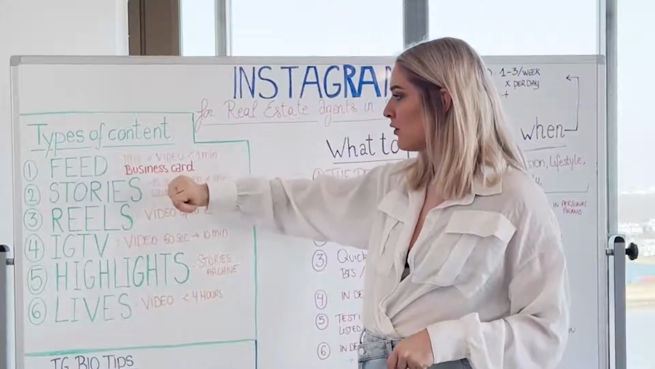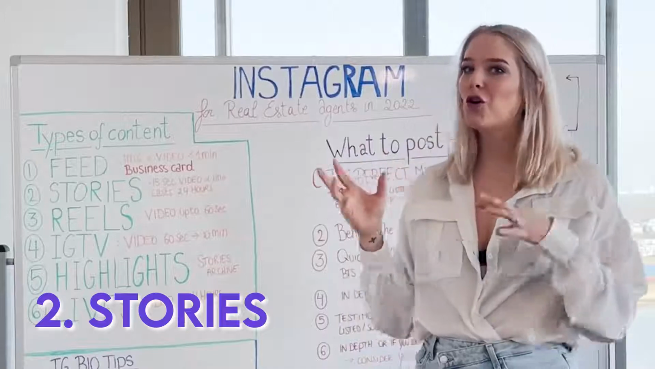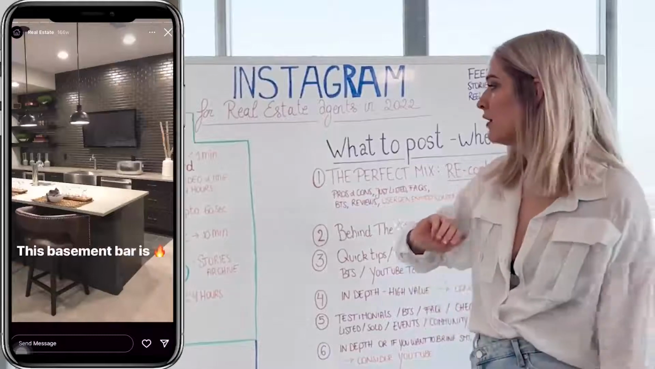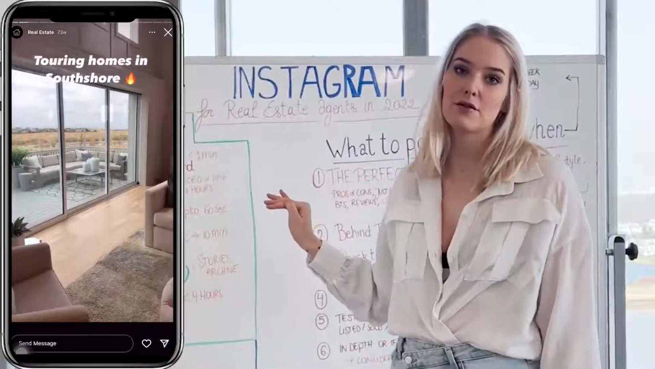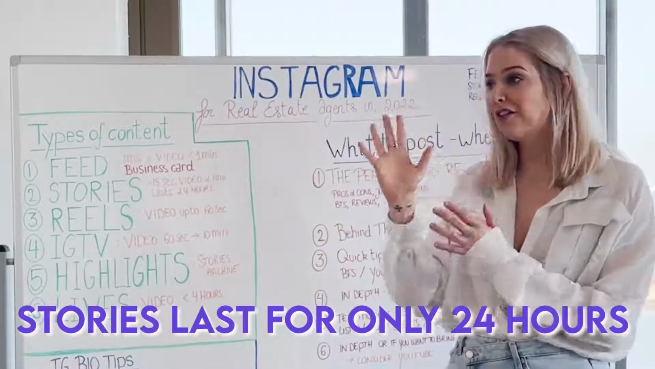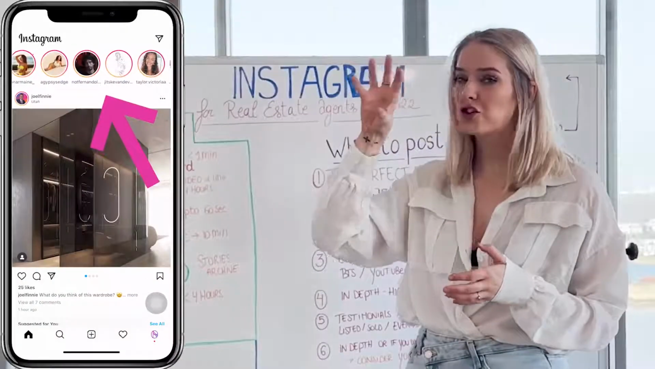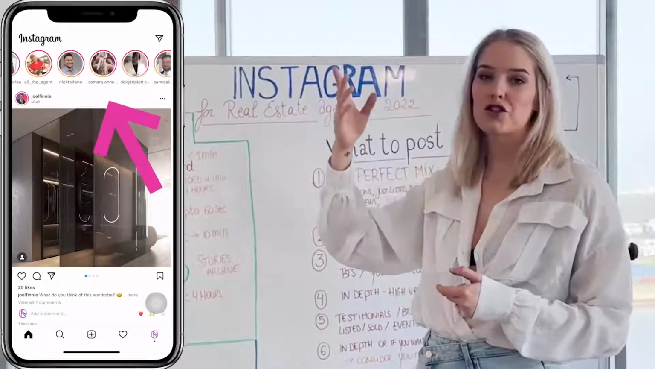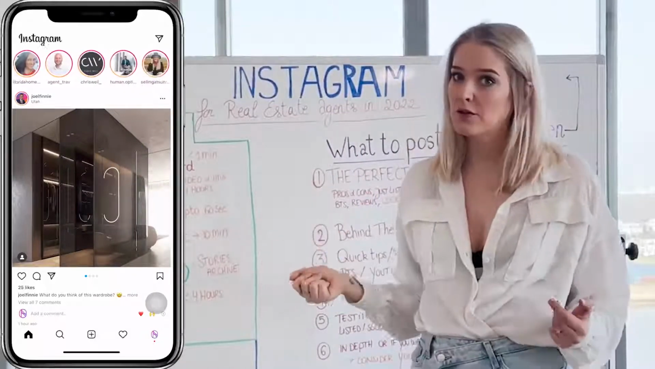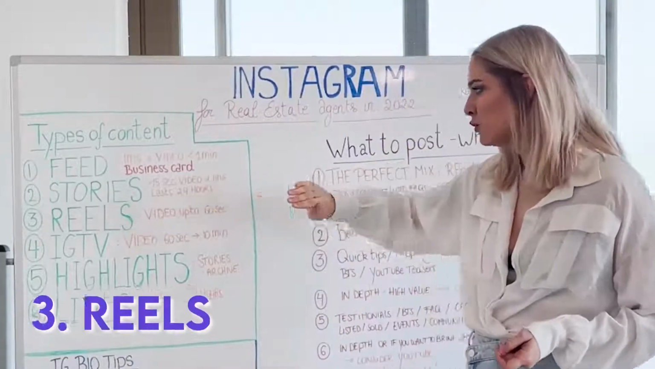The second type of content is stories. So stories are 15 seconds video or images. You can also upload images on stories and then write text over it. And the fun part about this is that they only last for 24 hours. And again, we'll show this on the screen. When you go to Instagram, at the top of the page, you'll see all the pictures of the people that you follow with a colored circle around it. That means that that person has posted a story in the past 24 hours that you can then go and watch.